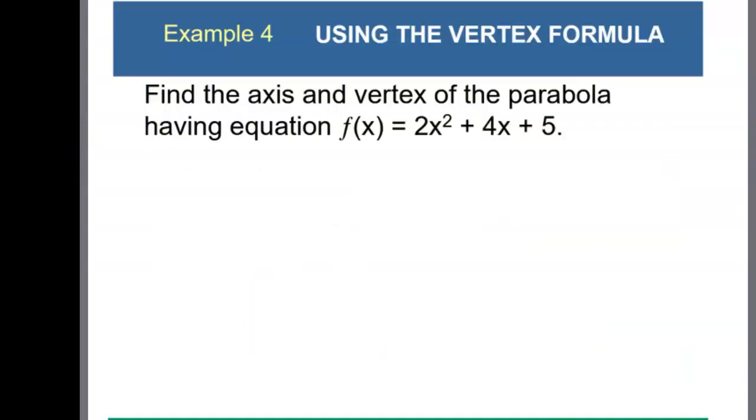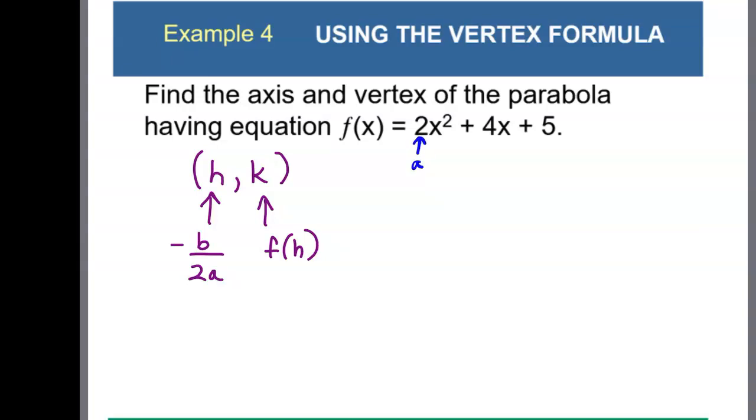So if we have this equation, and we're asked to find the axis and the vertex, we can apply those formulas that we just learned. So we know that the vertex is given by (h, k). This h is the opposite of b all over 2a, and this k is just going to be f of h. So let's go ahead and figure out what that is.